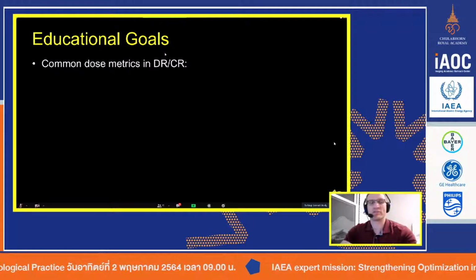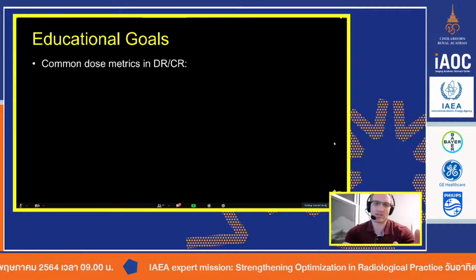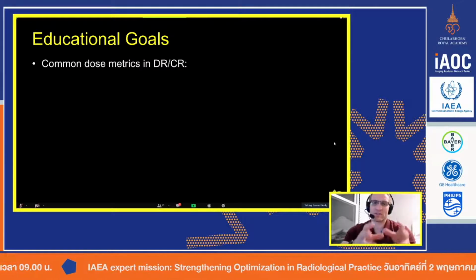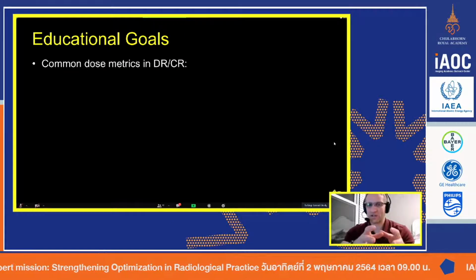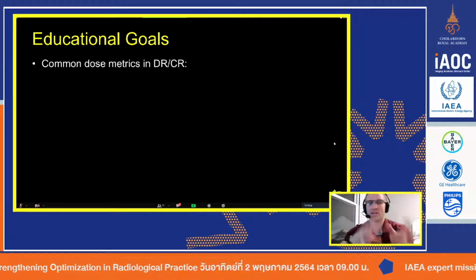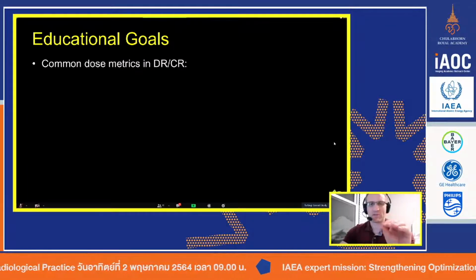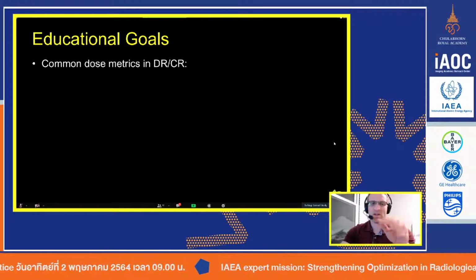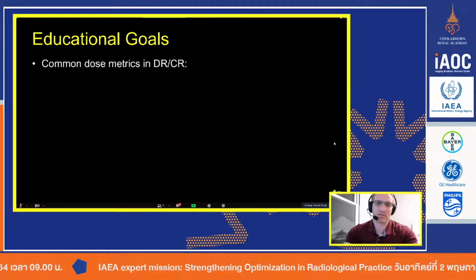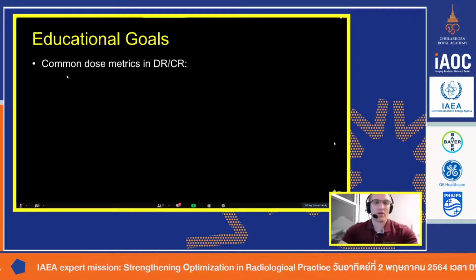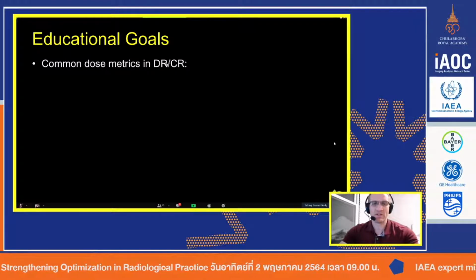So for our educational goals for today's talk, and I should also preface, by now I'm sure you're all used to this, the first talk in this session, we're going to focus on what are the dose metrics that are unique or specific to DR and CR, and then we'll take some questions, and then we'll come back and we're going to talk about how to optimize those dose values and how we use those for quality control and, of course, diagnostic reference levels. All right, so with that introduction, what are the common dose metrics in DR and CR?